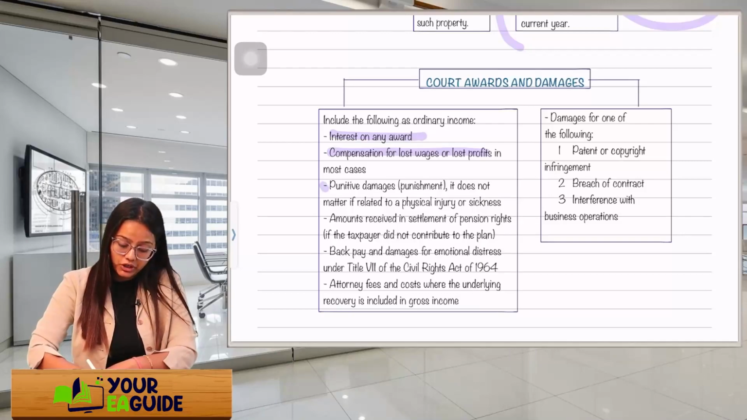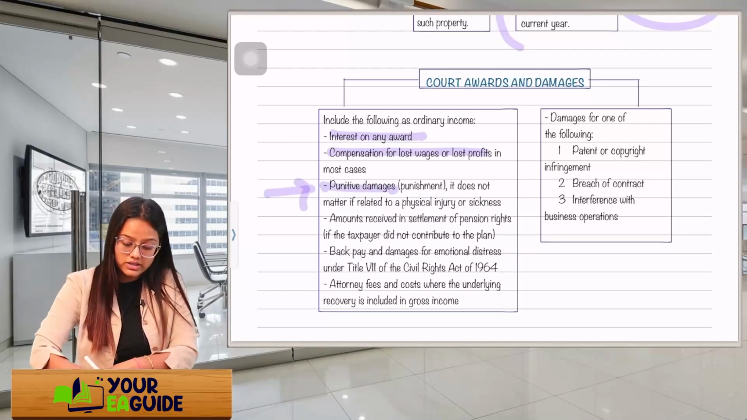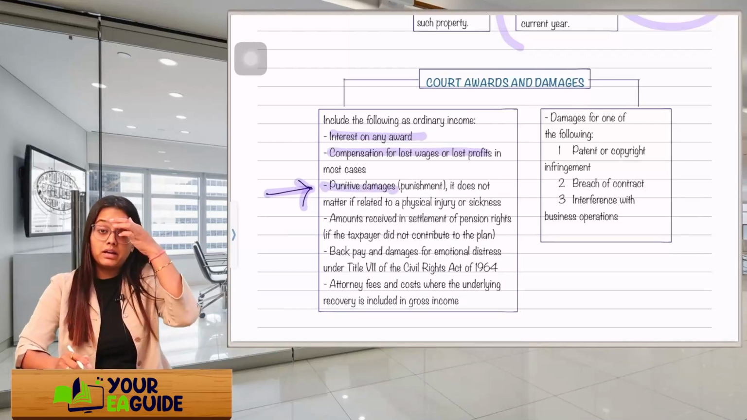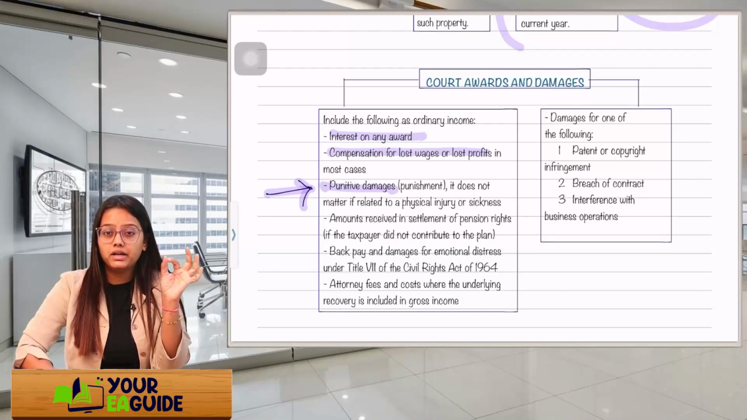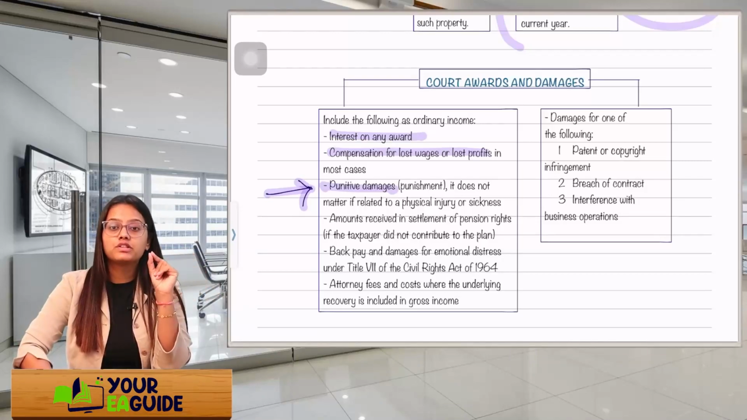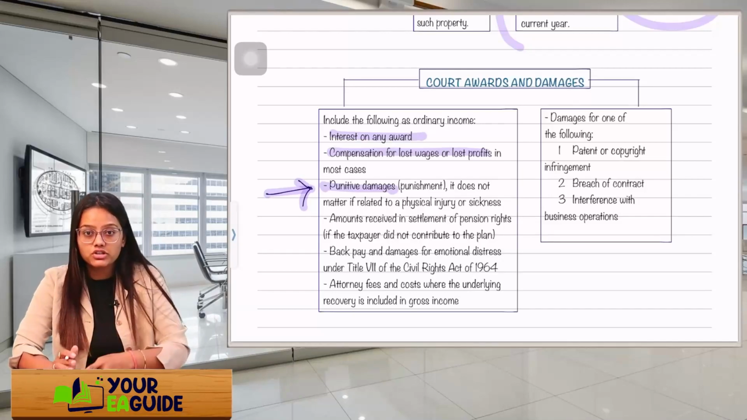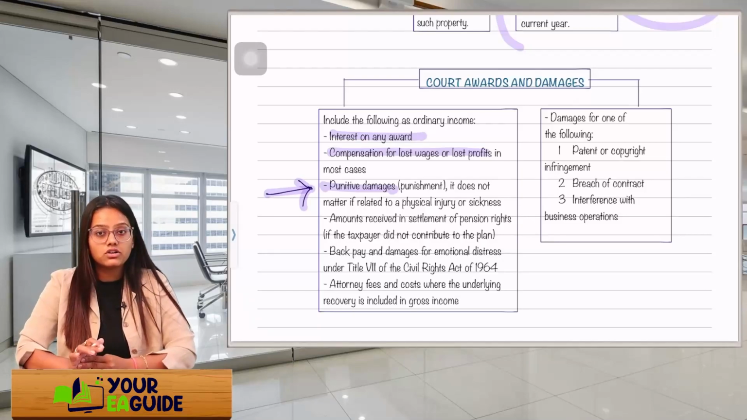Second thing is punitive damages. On this you need to understand very well. When you have penalty related damages, punitive damages means a court is going to announce a penalty, a punishment. It is not a matter whether it is related to physical injury or sickness. Whether these punitive damages are because of physical injury or sickness or not, it does not matter.